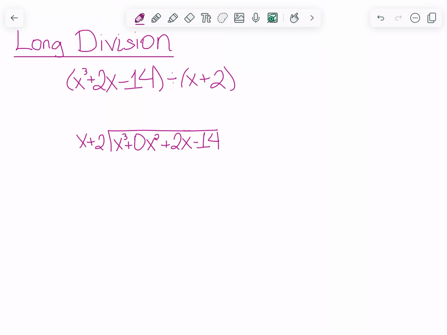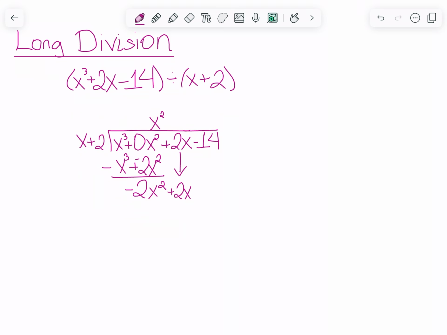And we start with our leading terms, x cubed divided by x. That would give us a value of x squared. We then multiply x squared times x plus 2, which gives x cubed plus 2x squared. We subtract this, which gives us negative 2x squared, and then we bring down the next term.